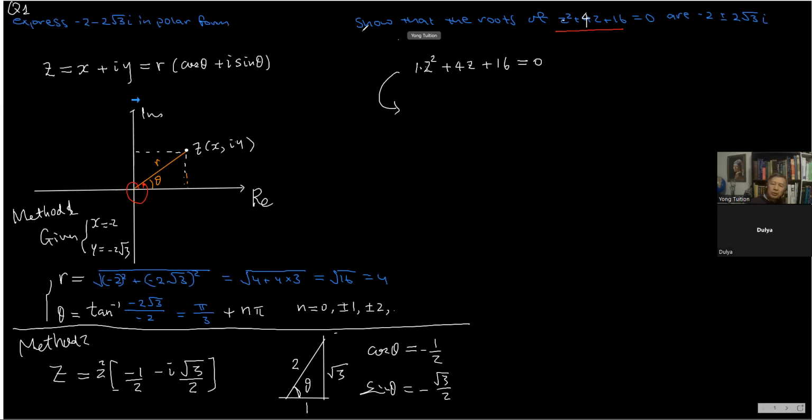That's what "show" means, to prove or demonstrate. Do you want to do it by using the quadratic formula? Yes, that's the quadratic formula. In this case, the discriminant is negative. That's why you got the imaginary number.